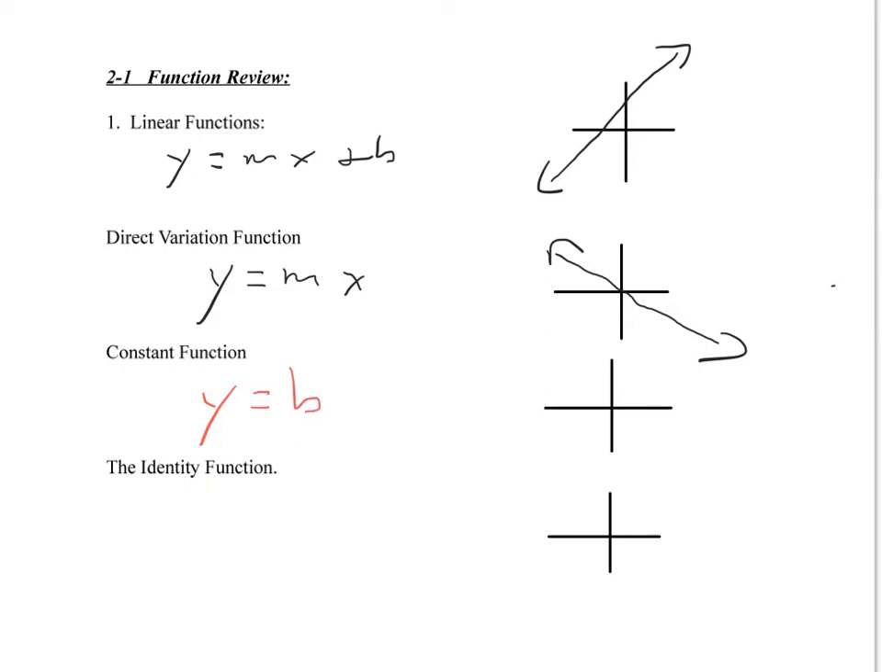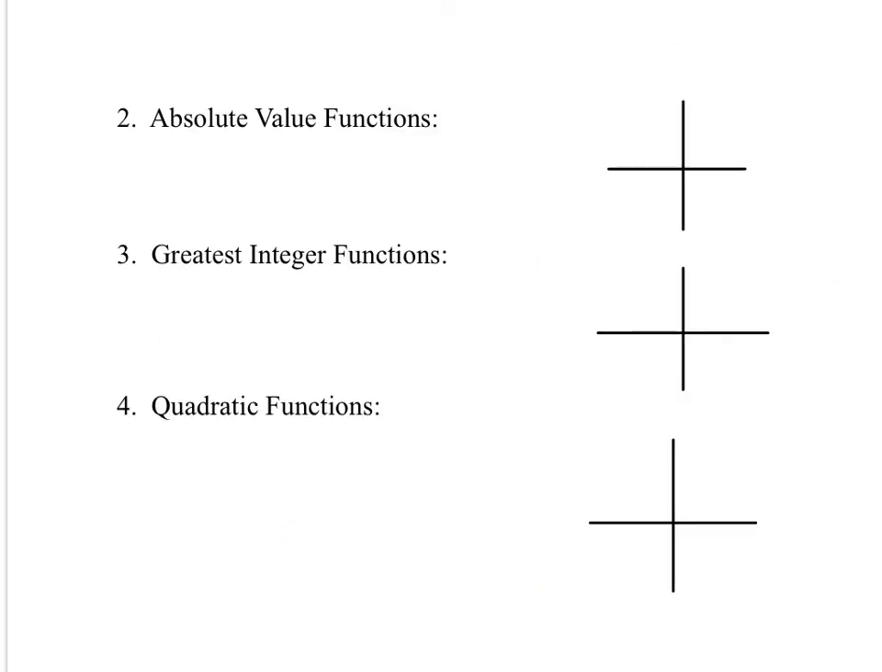Its equation is y equals b, and it might be down here at about -3. And the identity function is a special function where y equals x, and it, of course, is a direct variation function that passes through the origin and has a slope of 1. We also know about absolute value functions. Its equation is y equals a times the absolute value of x minus h, plus k. When we graph it, it makes a V with its vertex right there being h comma k.